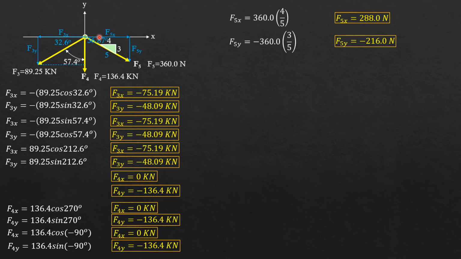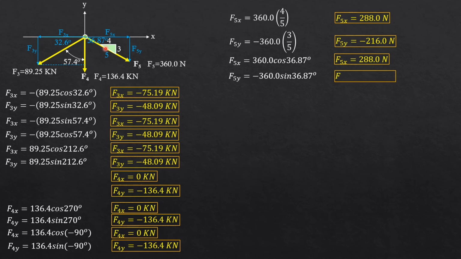Then in terms of this angle here, arctan of 3 over 4 is 36.87. F5x is expected positive, so F5x is 360 cosine of 36.87. So it is 288.0 newtons. While F5y, because it is expected negative, it is negative 360 sine of 36.87. So it is negative 216.0 newtons.